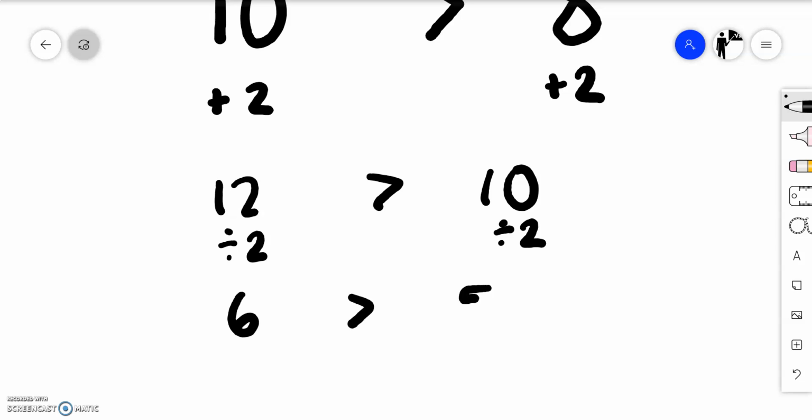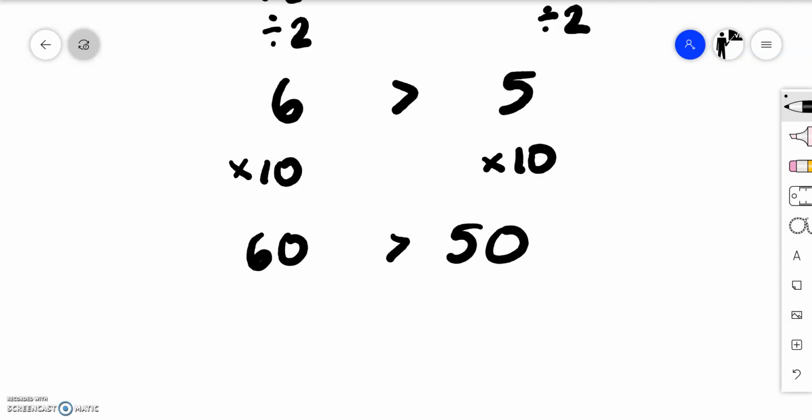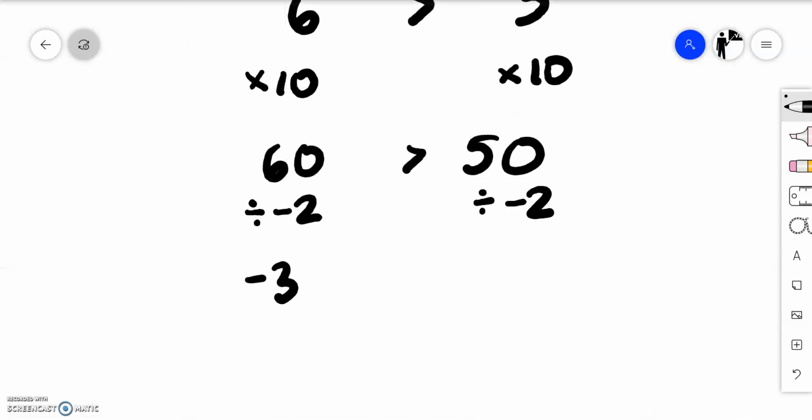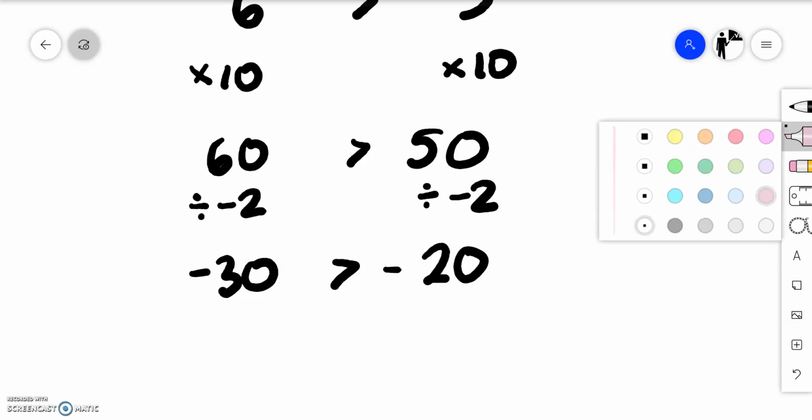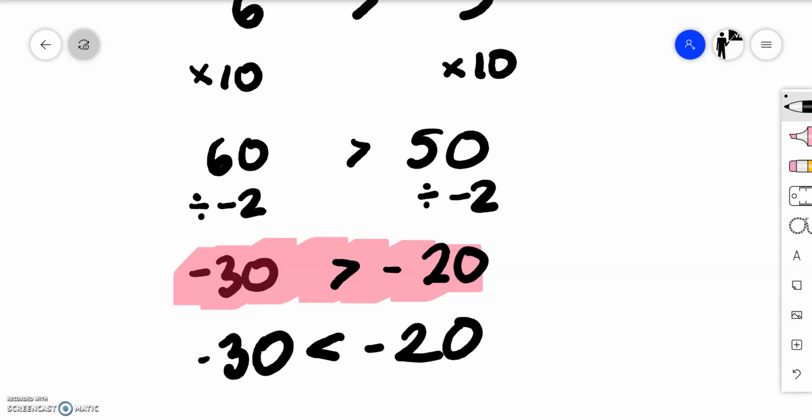6 is bigger than 5. That's true. Let's multiply both by 10. 60 is greater than 50. That is true. What if we were to divide throughout by a negative number? What do we get? We get negative 30 is greater than negative 20. Well, this isn't true, because negative 30 is not greater than negative 20. Negative 30 is less than negative 20.